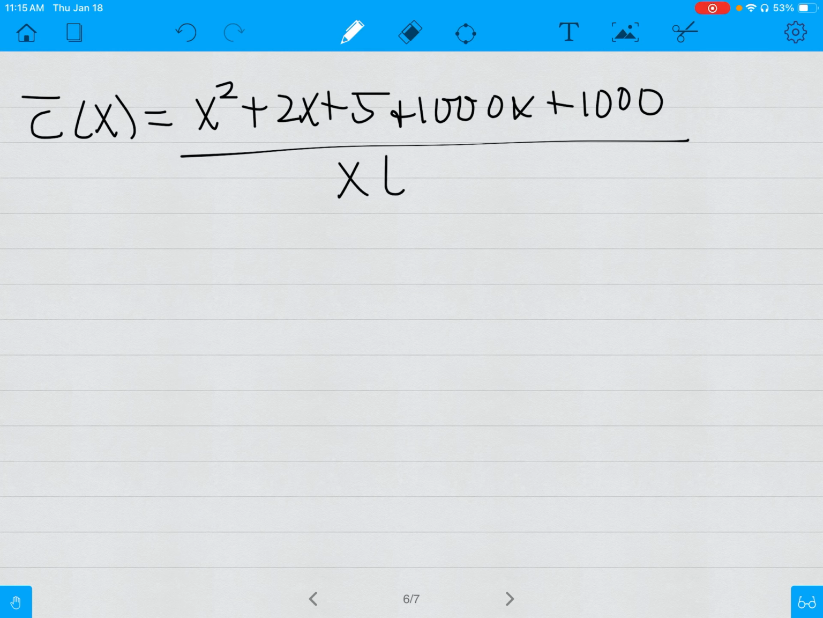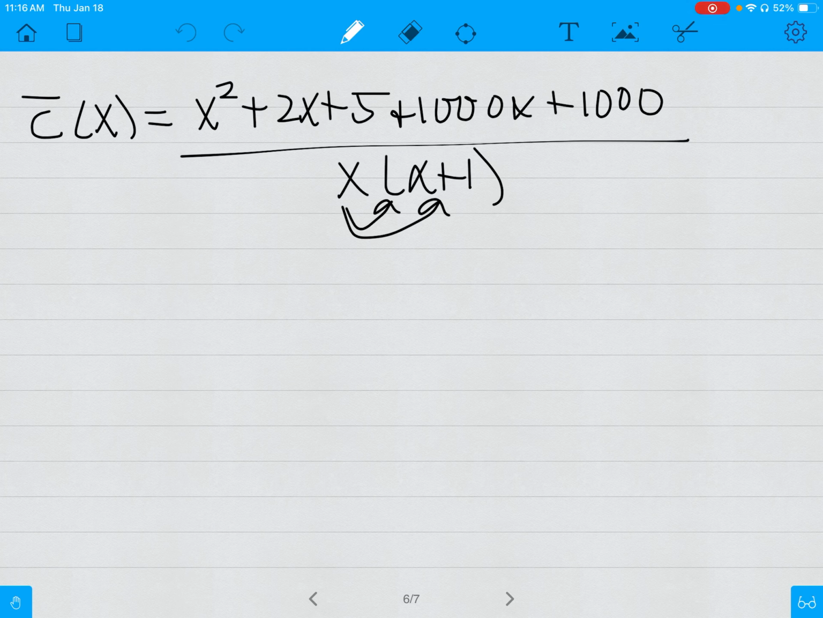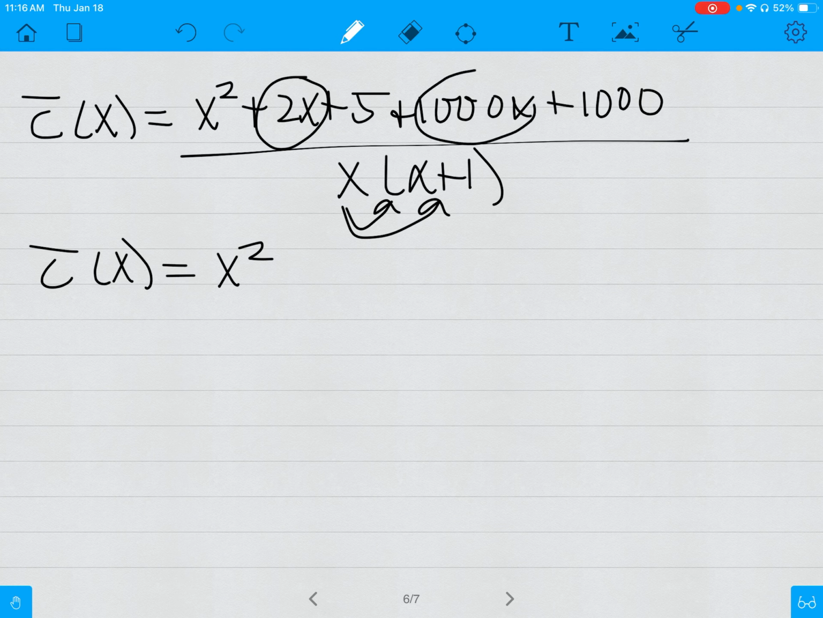Over x times x plus 1. And again, just thinking about simplifying this as much as humanly possible, we can distribute that x in the denominator inside the x plus 1, and we can clean up any like terms in the numerator. So we've got average cost is x squared, then a plus 2x, a plus 1,000x. So that's plus 1,002x. Then we have a plus 5 and a plus 1,000.